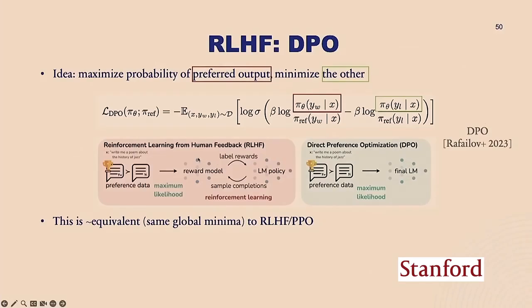It's pretty different from PPO, in the sense that with PPO what you had to do was collect the human preferences, then train a reward model with maximum likelihood, then use reinforcement learning. Now all you do is basically maximum likelihood.